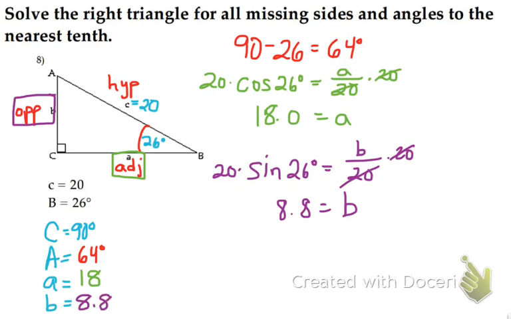So after using the trig functions of the angle that we were given, we've solved for the two missing side lengths, and we had previously solved for the one missing angle measurement. We now have here all angle measurements and side lengths, so we've solved the right triangle.